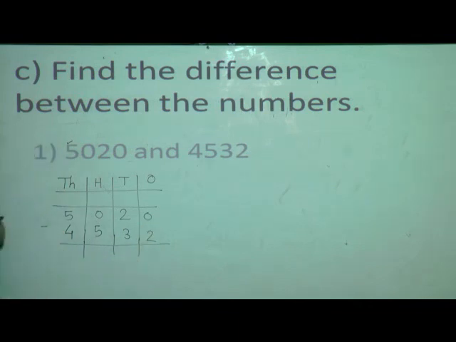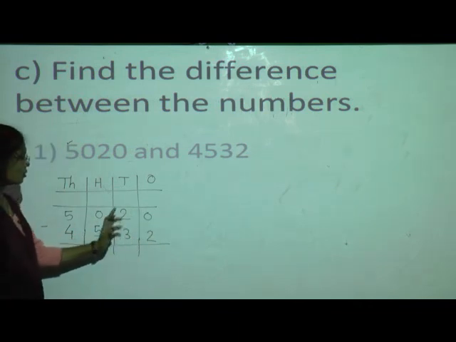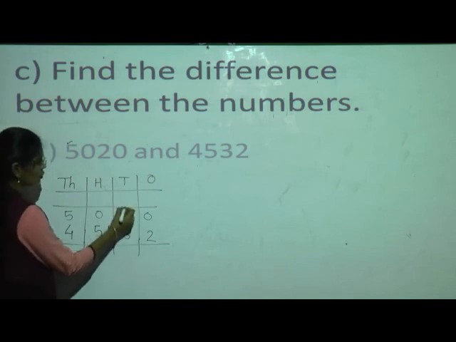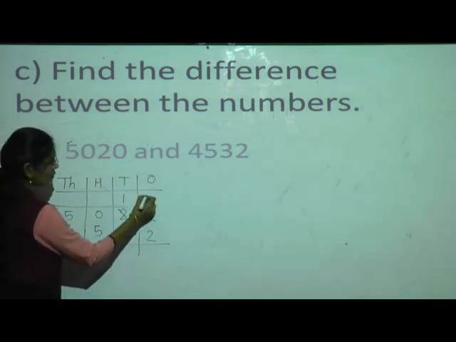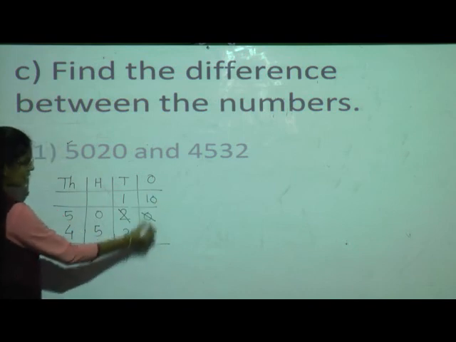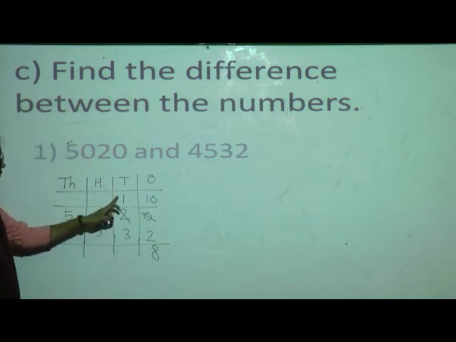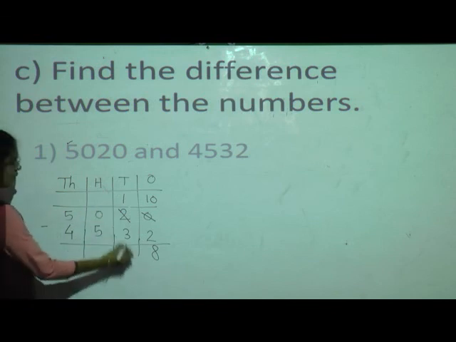0 minus 2, it is not possible. So take one borrow from tens place. Tens is having 2. So cut this 2. 2 minus 1, 1, and this 0 will become 10. Now do the subtraction. 10 minus 2, 8. Okay. Now see the tens place. Here 1 is there, here 3 is there. 1 minus 3 we can't do.